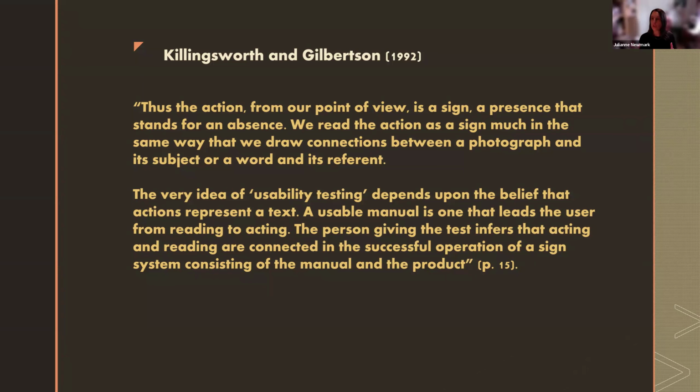So like if you read a procedure and envision how the action is supposed to take place, like a standard operating procedure of something, that itself enacts this kind of play between these systems of signs. It conveys a presence in the place of absence. If you are imagining how a process takes place, that creates the presence of that action in your mind. So they add further. The very idea of usability testing depends upon the belief that actions represent a text. A usable manual is one that leads the user from reading to acting. The person giving the test infers that acting and reading are connected in the successful operation of a sign system consisting of the manual and the product.